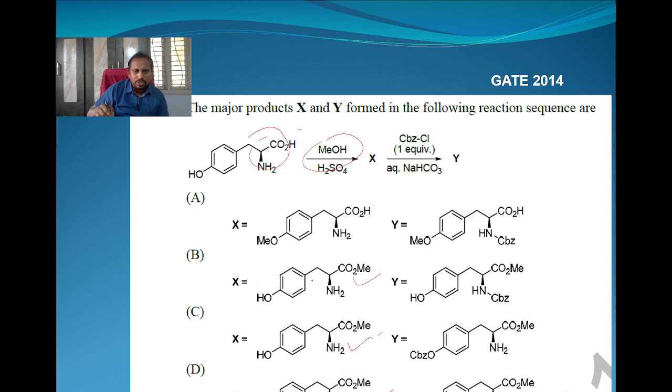But here ester will give. But here this one will not form. Only this is the correct. Next.